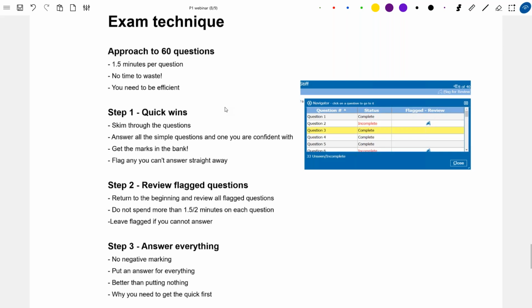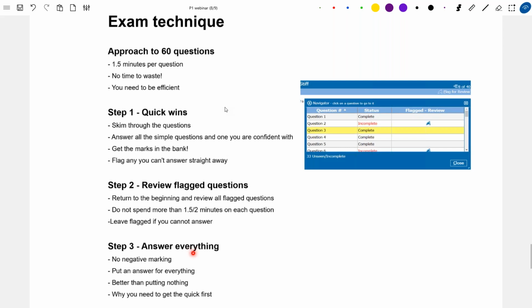In that way, you spend less than 1.5 minutes on the easy ones, then at the end you can divide your remaining time, which hopefully will be more than 1.5 minutes per question, between the more difficult questions, depending on how much time you have available.